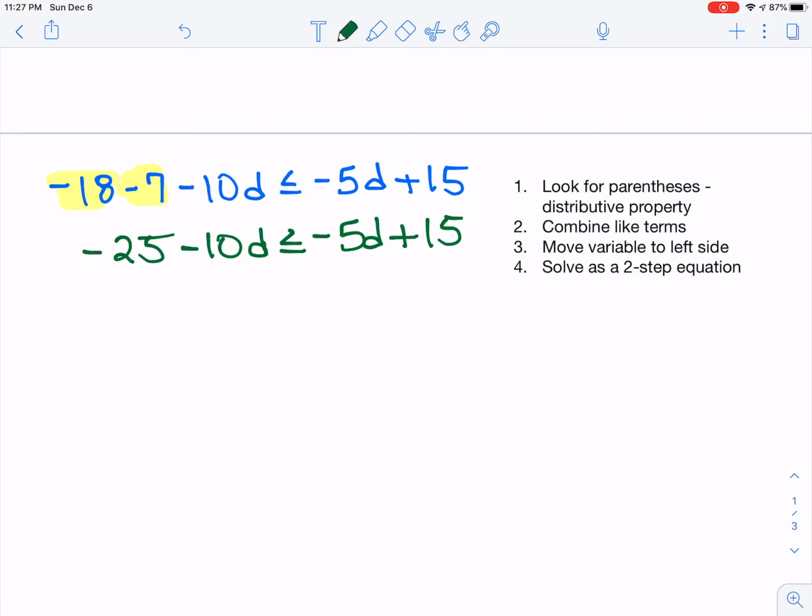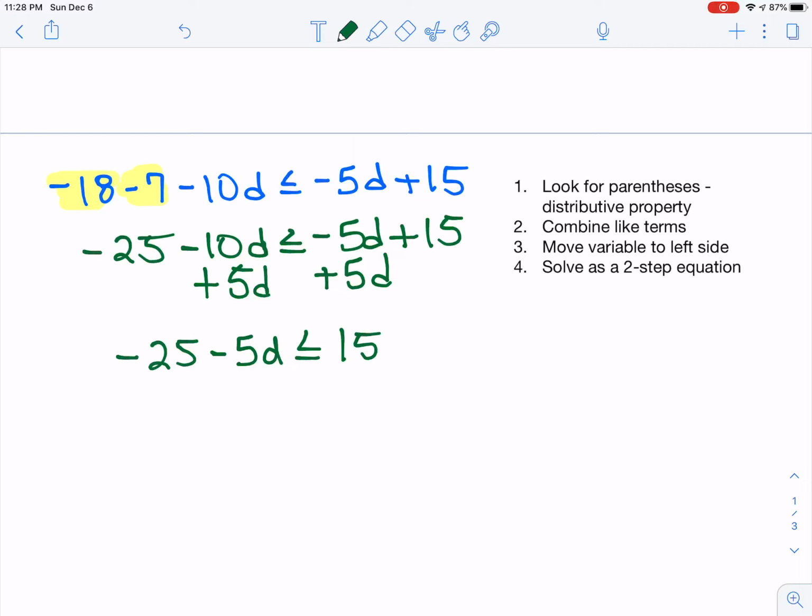So now it says let's move the variable to the left. I have a negative 10d on the left and a negative 5d on the right. So we're going to take that negative 5d and do plus 5d to move it over to the right side of the equation. I still have my negative 25 in front. Negative 10d plus 5d is going to be negative 5d, less than or equal to, and then I have 15 that I'm going to bring down on the right side there.